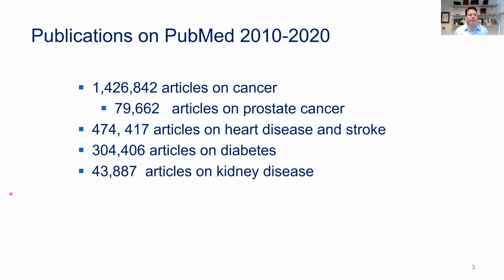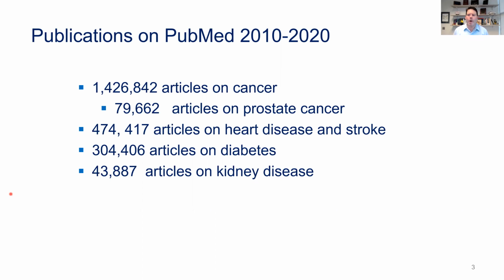It's really shocking, actually, I think. These are results from a query of PubMed, probably the most comprehensive database for medicine. Just in a 10-year period, there are over 1.4 million articles on cancer, and within that, close to 80,000 on prostate cancer. That's a lot of reading if you're an oncologist, for example. Heart disease also has very large numbers, as do diabetes, kidney disease, and the list goes on.